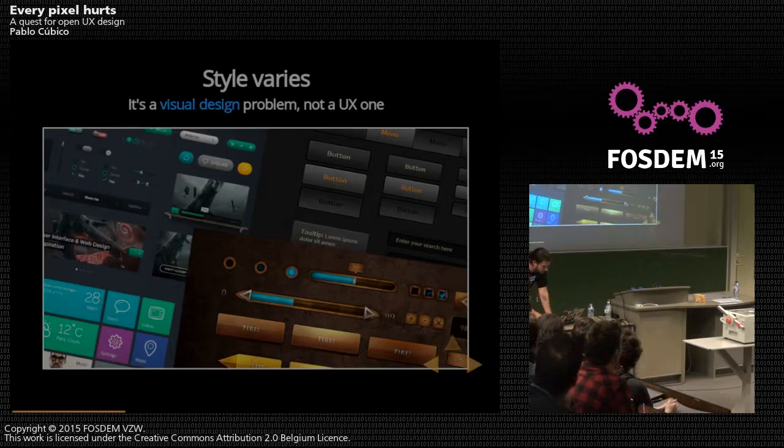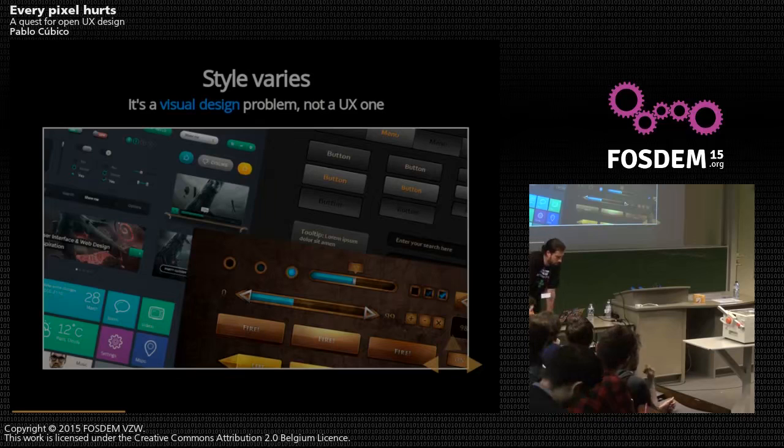So where we are. Style varies is a visual design problem, and UX is actually independent of style. They are very different things. So we are not yet talking about UX in open source projects. We are talking about UX itself, but I think it's a good start to be all on the same page on what UX is, because I'm pretty sure that everyone has a different opinion of UX, and you all know which is mine, the one that is right, I think.